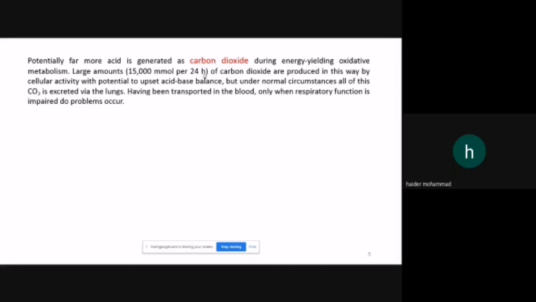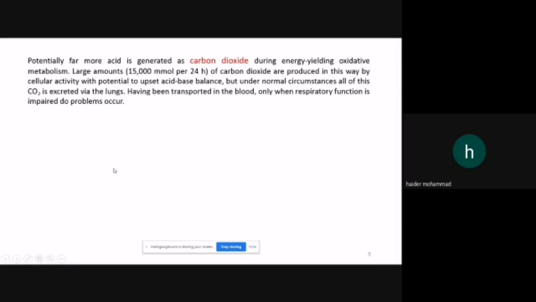Of course, in cellular activity, with potential to upset acid-base balance. But it is a very large amount, 15,000 millimole per day. If it stays in the blood, it will make a big problem. So under normal circumstances, all this carbon dioxide is excreted by the lungs.